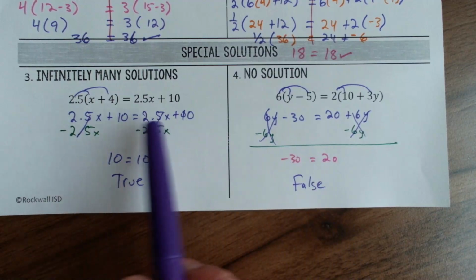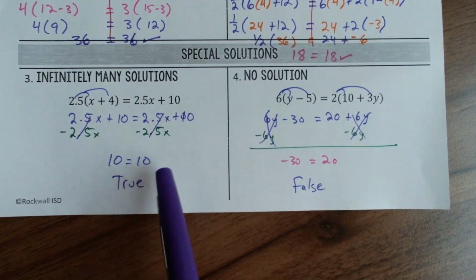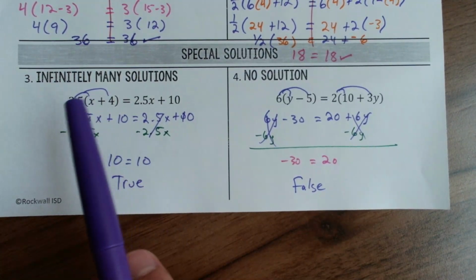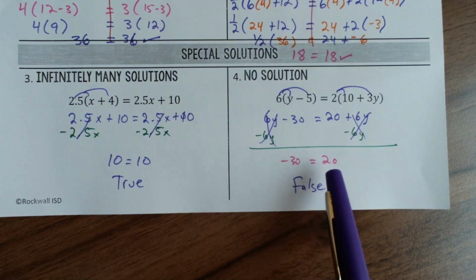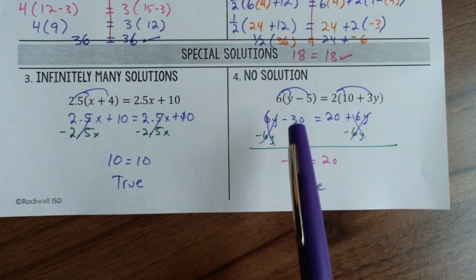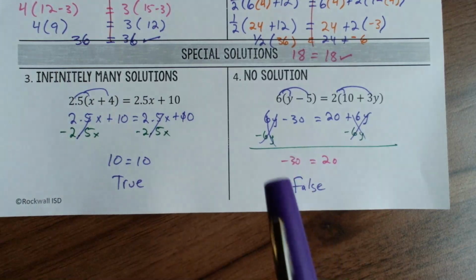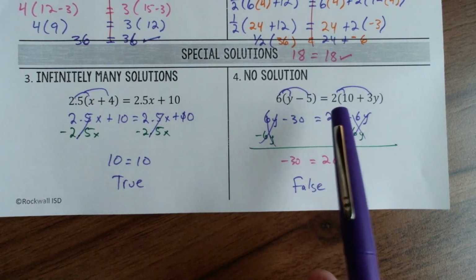So when your variables can be eliminated, if the values that are left behind are true, they're equal to each other, 10 equals 10, then it's infinitely many. If they're not true, negative 30 equals 20, then there's no solution whatsoever. It does not matter. Every single number that we try, no number will ever work to make this equal to this.